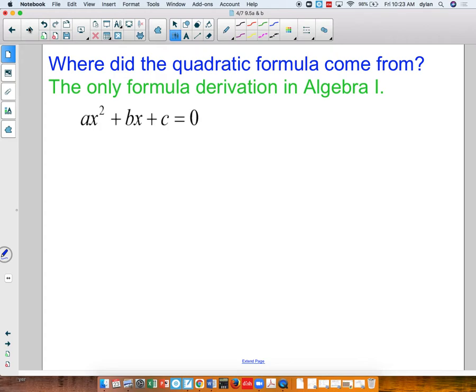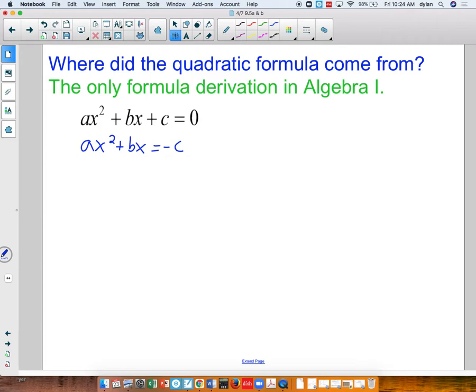So our goal here is we are going to start in standard form. And our goal is to show where the quadratic formula comes from. And the way we're going to do that is we're going to complete the square in order to create the quadratic formula. So if we think about our steps for completing the square, the first step is we need to move c to the right side. So we have ax squared plus bx equals negative c.